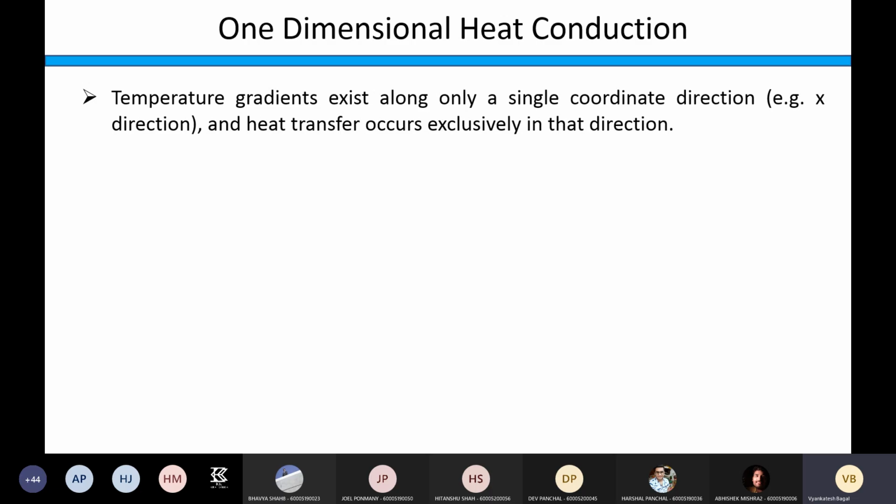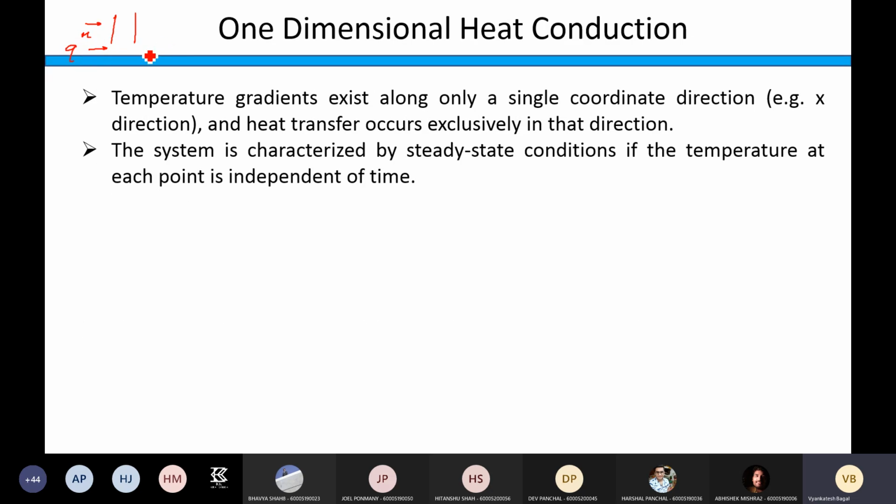Fine. Now, why study one-dimensional heat conduction, or what is the idea behind studying this? Look at the first bullet. The temperature gradients exist along only a single coordinate direction. We already talked about the example. Let us take an example of a slab like this. Temperature is varying along the x direction alone. This is a typical case of a one-dimensional problem, right? Is it clear? The direction of the heat transfer is also along the x direction. We have talked about this.